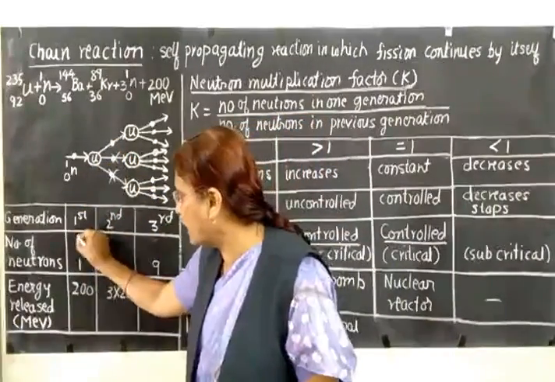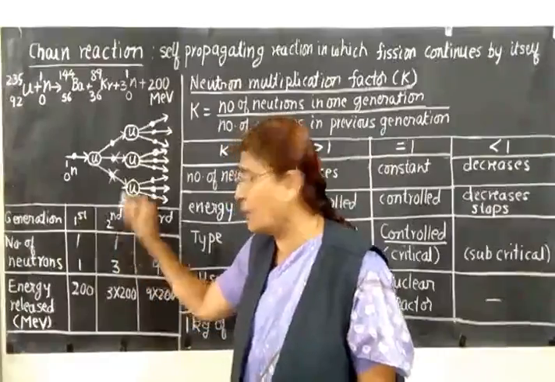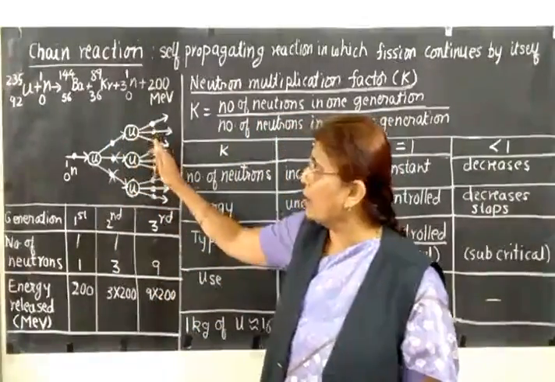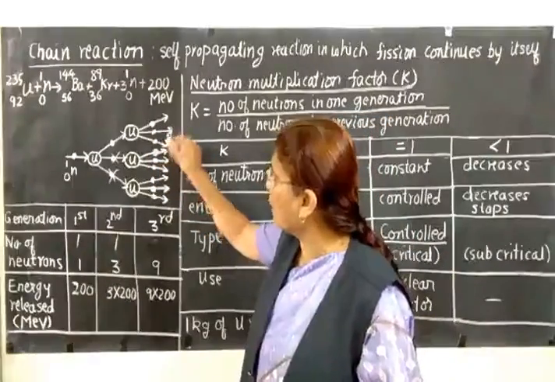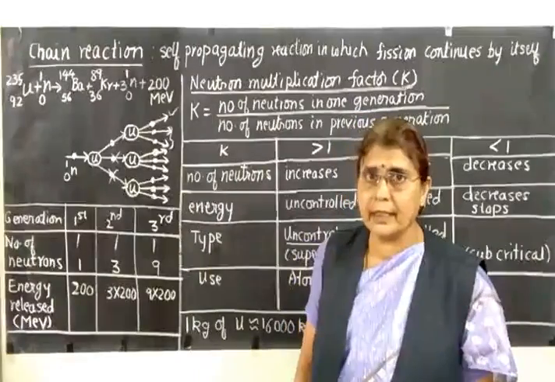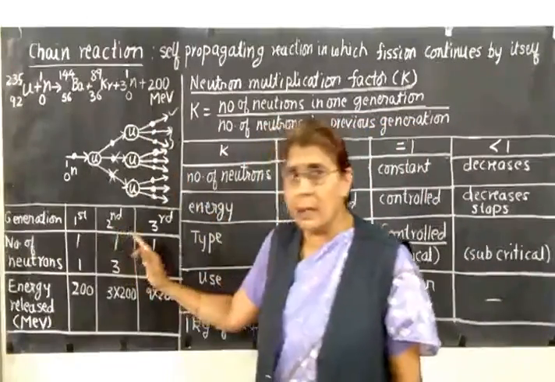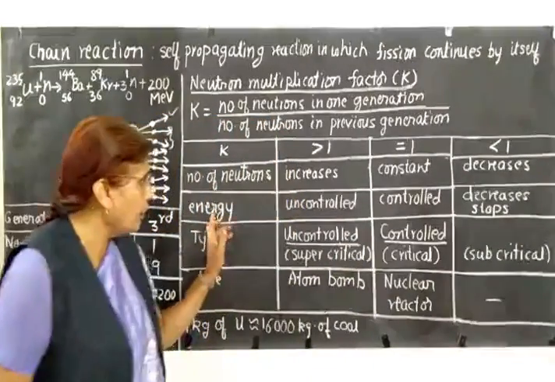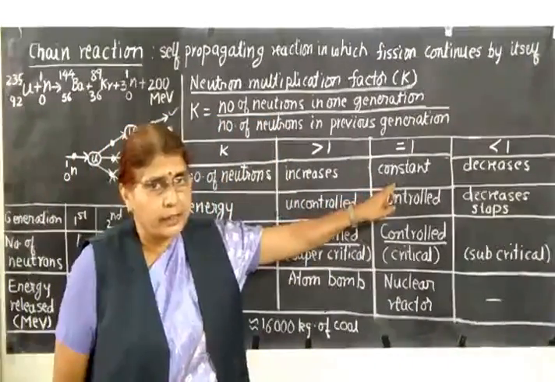So in the first generation there is 1 neutron. In the second generation also we have kept it as 1 neutron. Now this 1 neutron again will cause 3 fission. Again these 2 are cut down. Only this is allowed. So again you have 1 neutron in the third generation. So in each generation the number of neutrons remains the same. So here the number of neutrons remains constant.